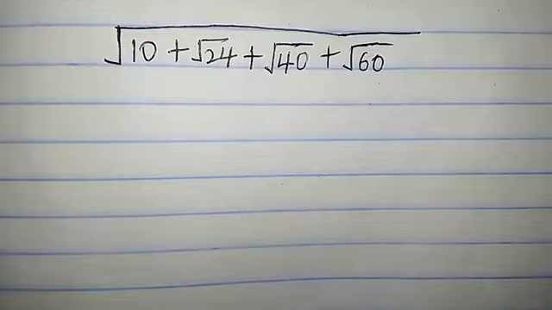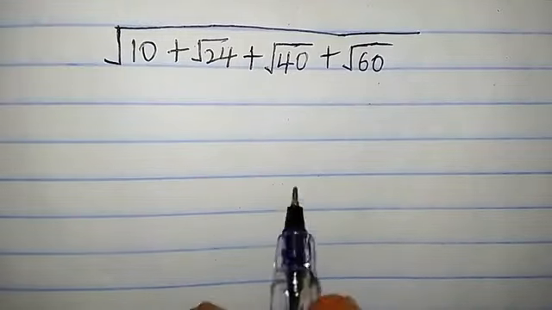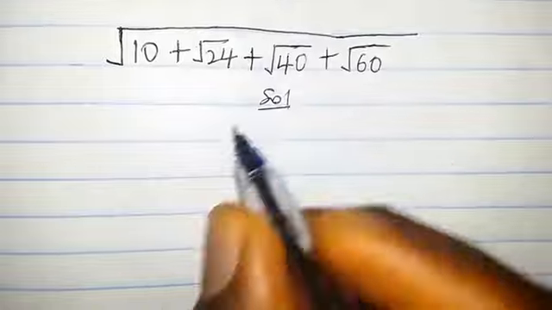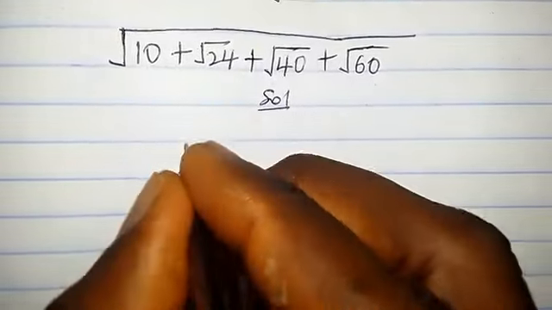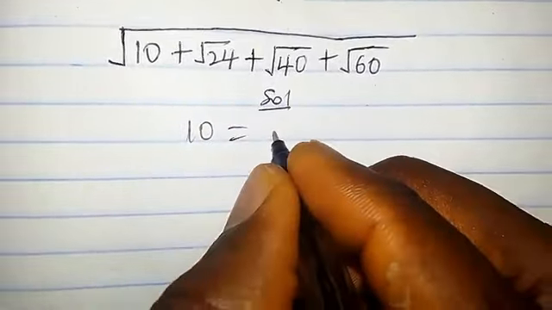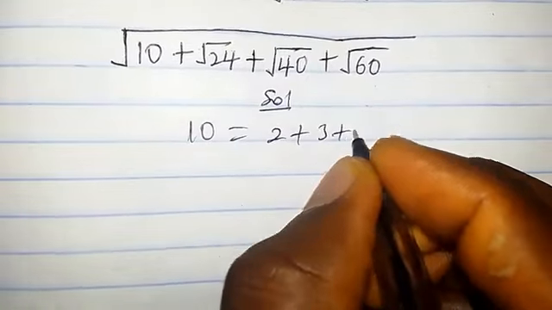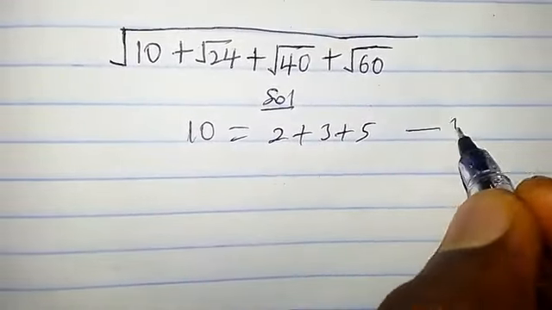Hello guys, how do we simplify this nested root problem? Solution. So we are going to consider each of these guys. So we have 10. This can be written as 2 plus 3 plus 5. So let's call this equation 1.